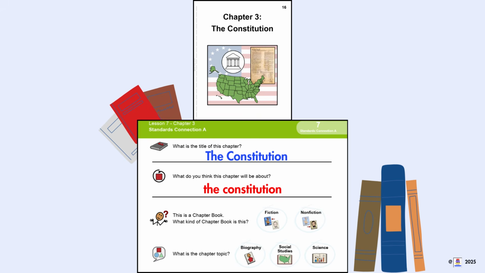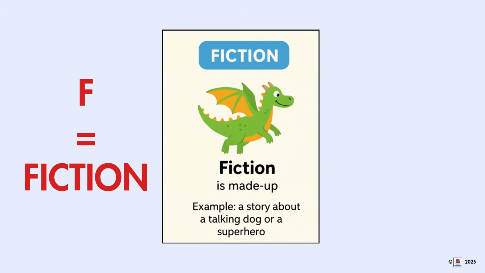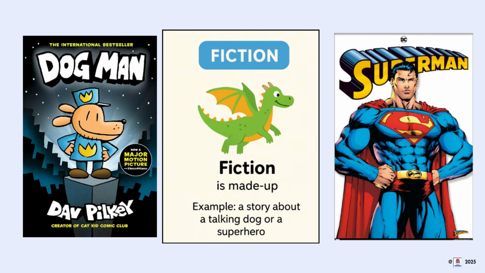Next, this is a chapter book. What kind of chapter book is this? Do you think it's fiction or nonfiction? If you need a reminder on what fiction and nonfiction are, let me give you a quick refresher. Fiction is a made-up story. It's pretend. It did not really happen. One way I remember fiction is by remembering F is for fiction, and F is for fantasy. Fantasy is fiction. It's pretend. It's made up. An example is a story about a talking dog or a superhero.